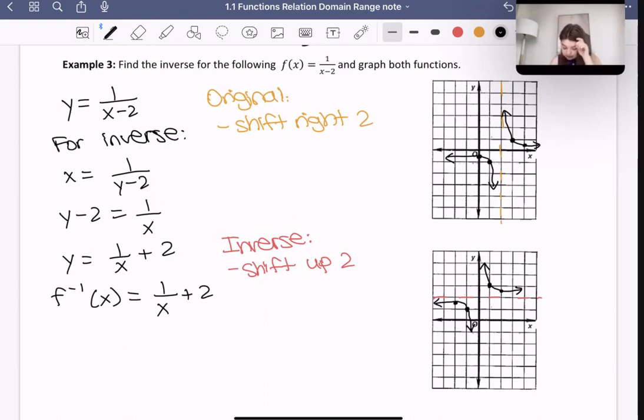And does this look right to us, right? Do these look like inverses of one another? If we were to draw a line through y equals x and then swap, would we get it? And yeah, we absolutely would.